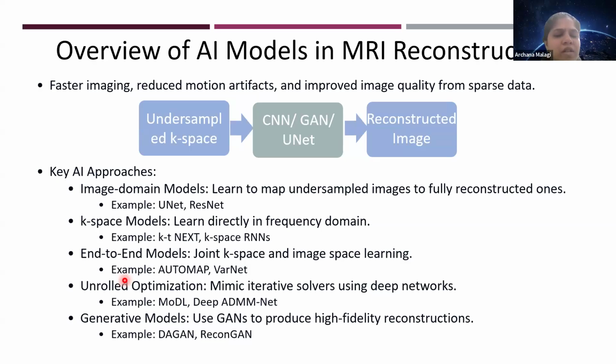And you can use different optimizations. For example, in Unrolled, it uses the iterative, meaning the traditional method, and also it integrates the deep learning networks into the iterative model. And then there are generative models like GAN, which can speed up. It can be better than the iterative model. So these are different examples of AI.